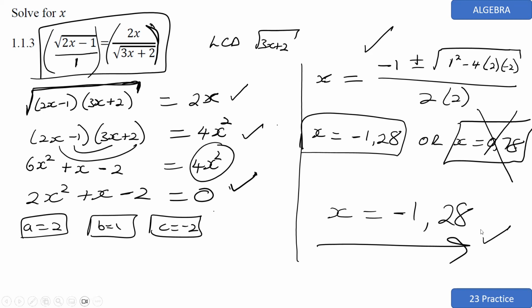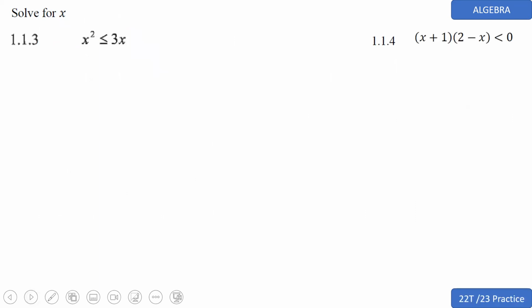Sorry, sir. How did you know the final answer was negative? You're going to take this 1.28, take your calculator, type it into the question here, and see if the left-hand side is equal to the right-hand side. Okay, thank you, sir. Okay, then we go to the famous inequalities.